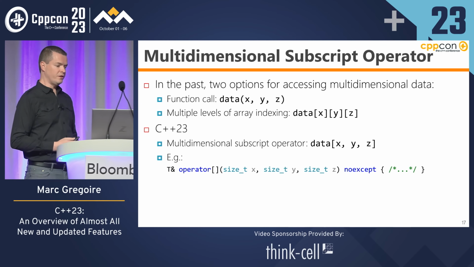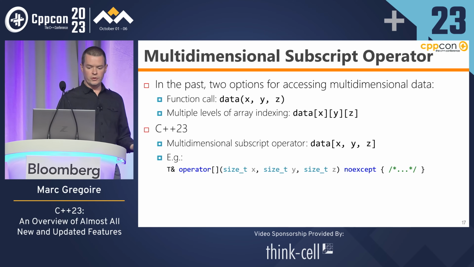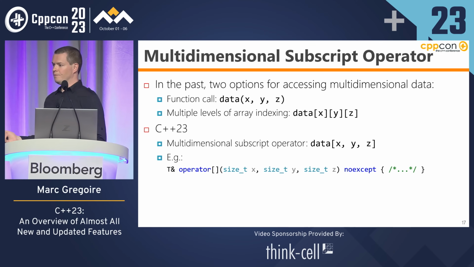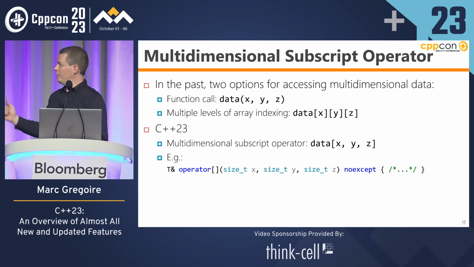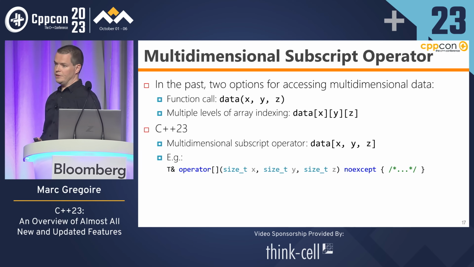And implementing them is straightforward. You just implement your operator square bracket as you're used to, except instead of accepting one index, you accept as many indices as you need. And in this case, I accept 3 to access a 3-dimensional data structure.